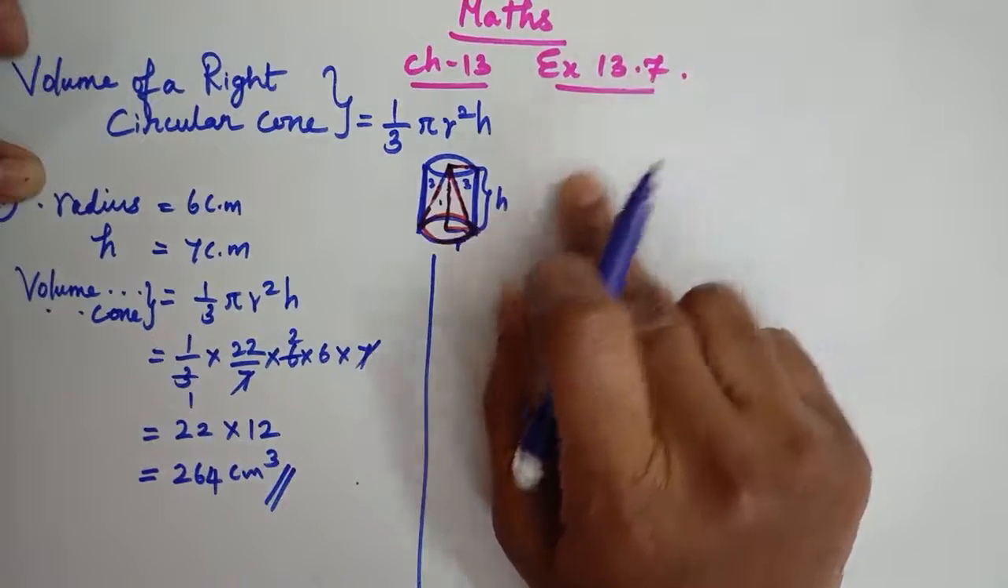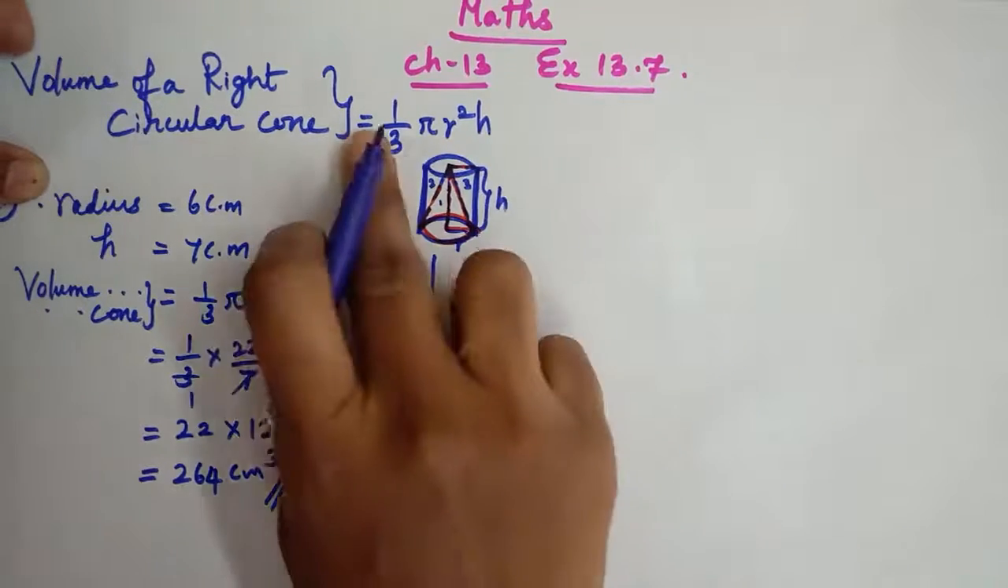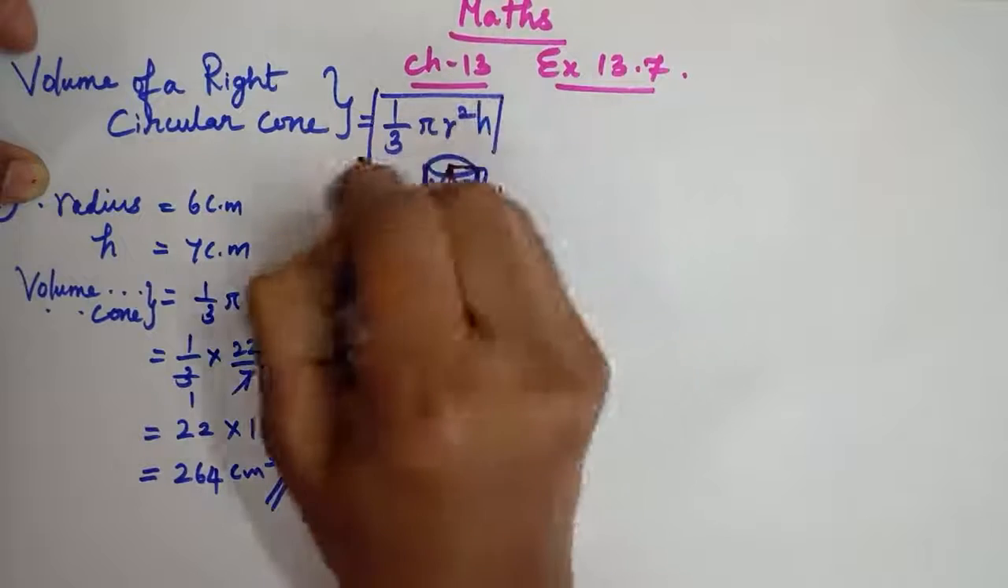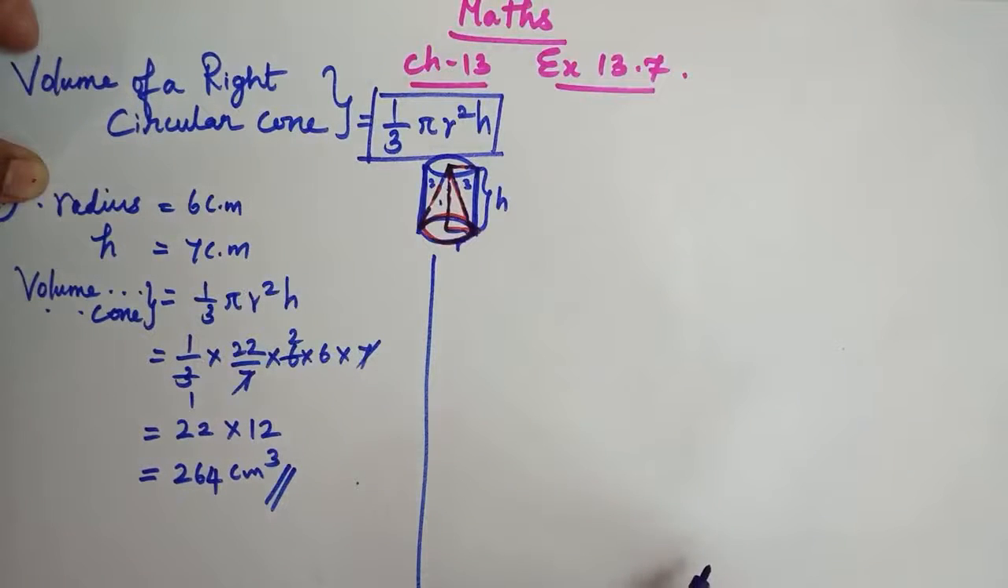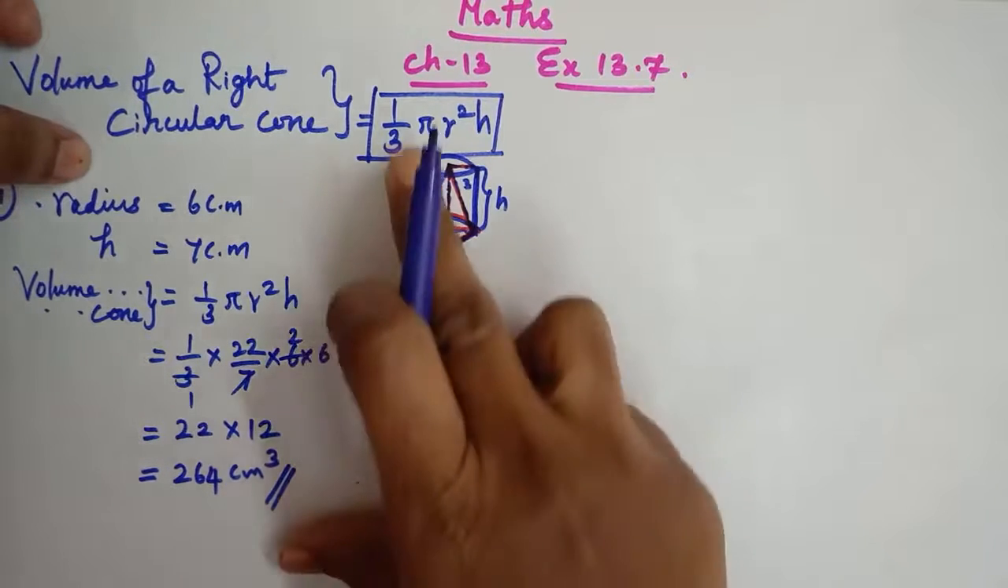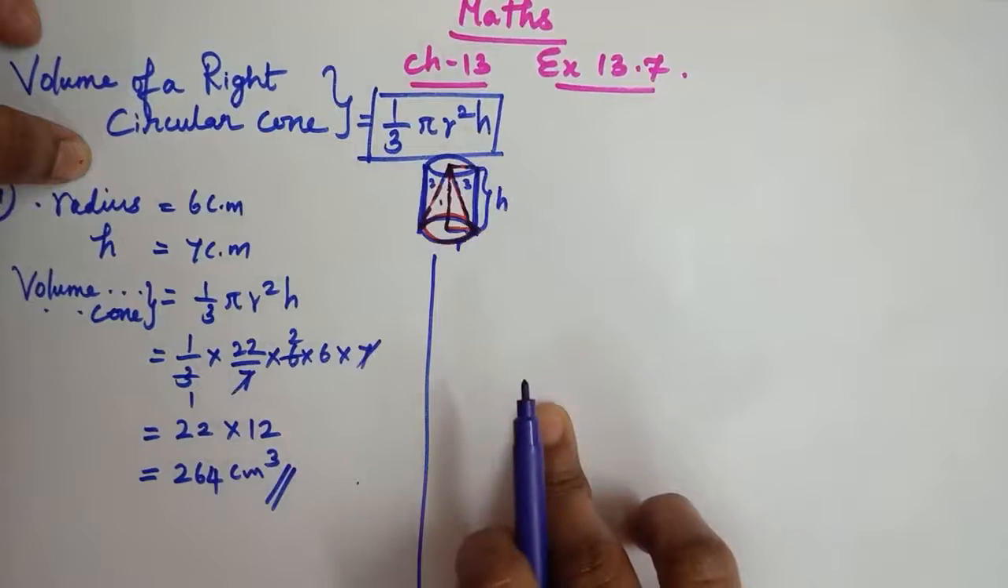Today's topic is the volume of a right circular cone, which is equal to 1 by 3 pi r squared h. Already we have learned that the volume of a cylinder is pi r squared h only. So here we have written 1 by 3 pi r squared h, okay students.